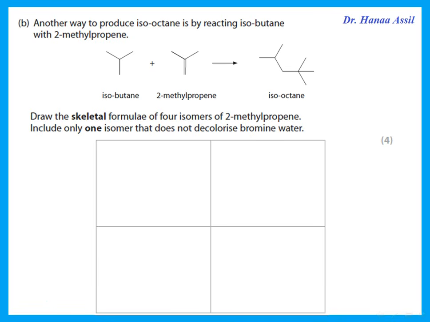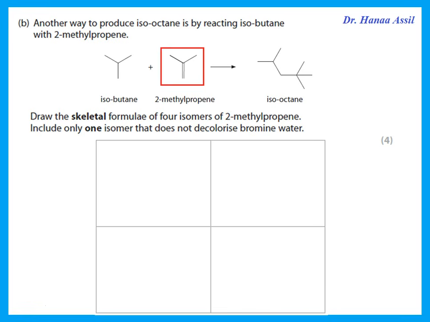Another way to produce isooctane is by reacting the isooctane with 2-methylpropene. Now, the question is, draw the skeletal formula of 4 isomers of 2-methylpropene. Can you see where 2-methylpropene is? We need to draw the skeletal formula of 4 isomers. And he's saying only one isomer does not decolorize bromine water. So we want only one of them that does not have a double bond, and the other three should have a double bond.